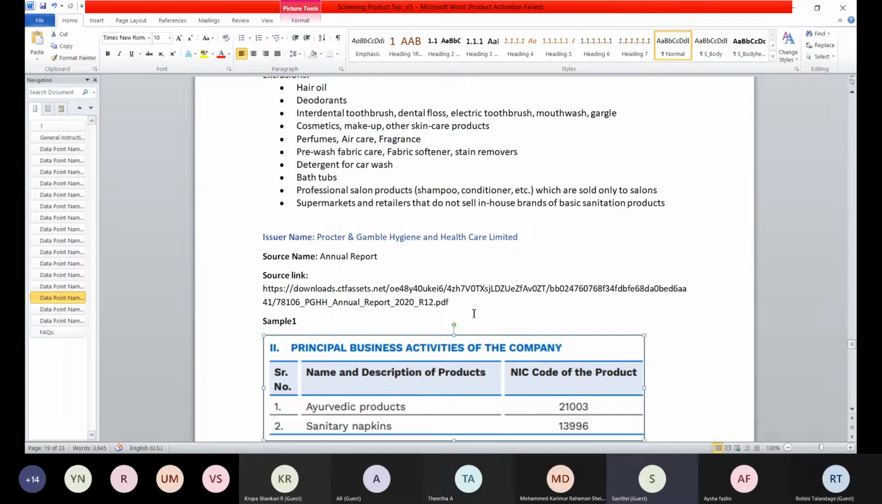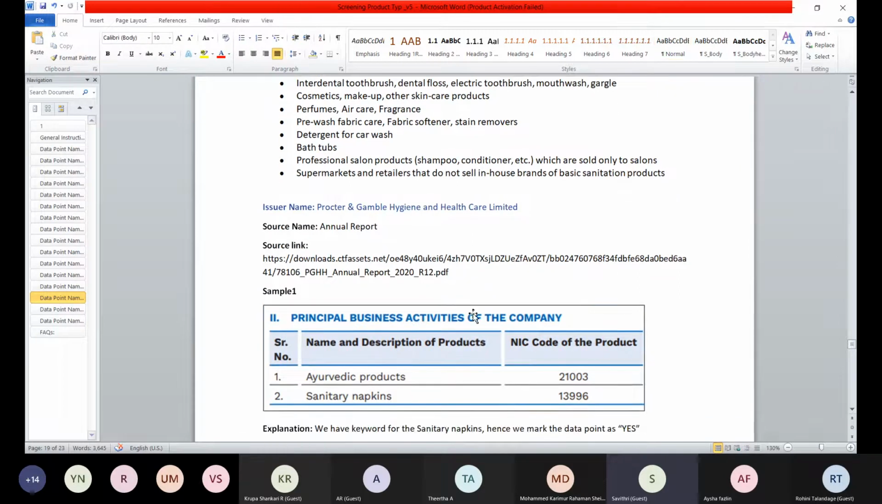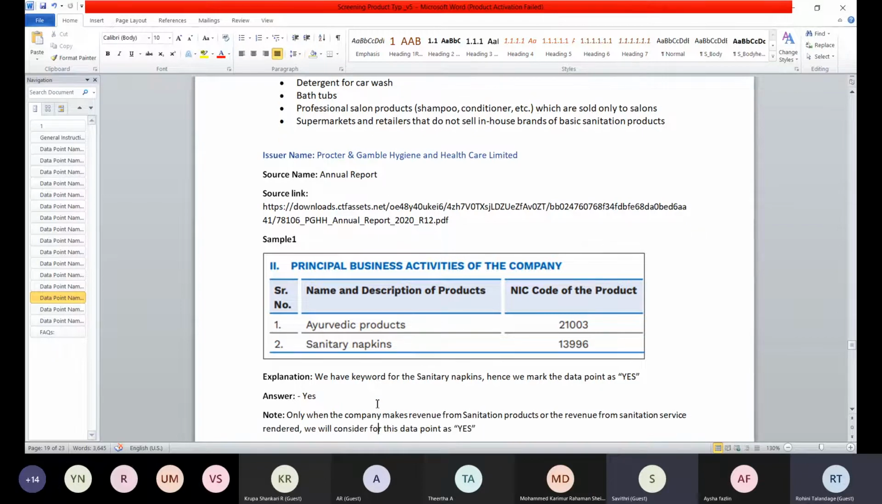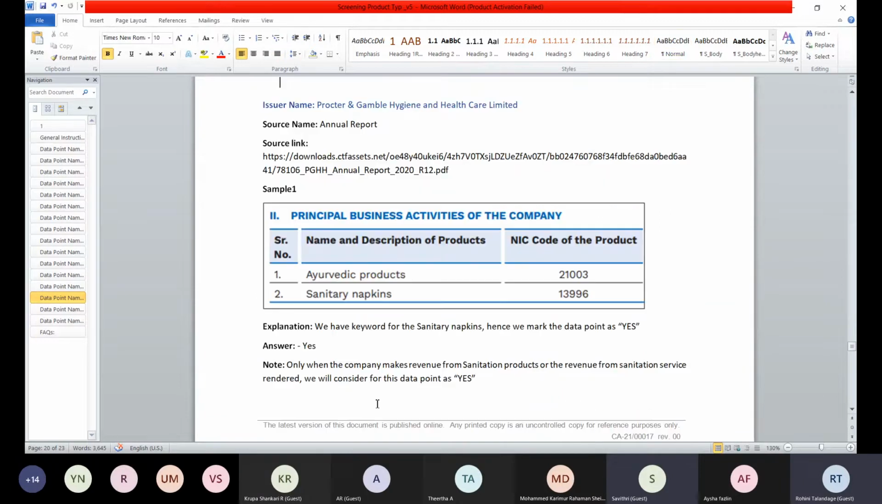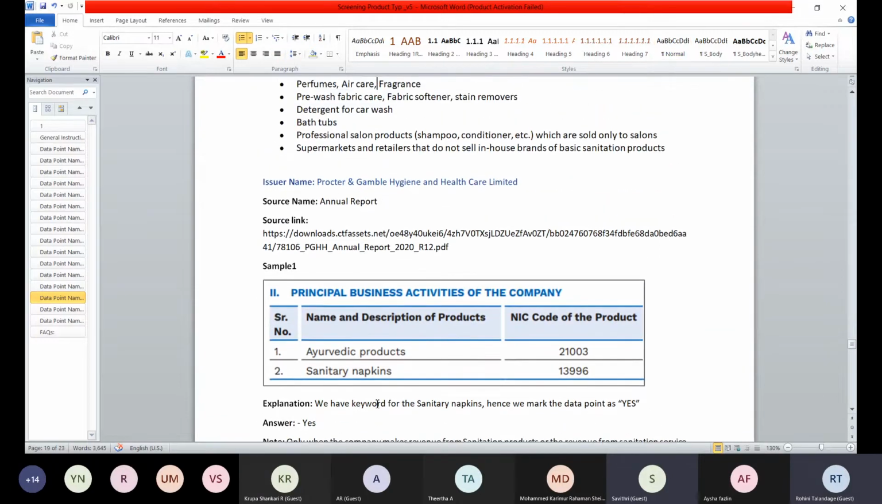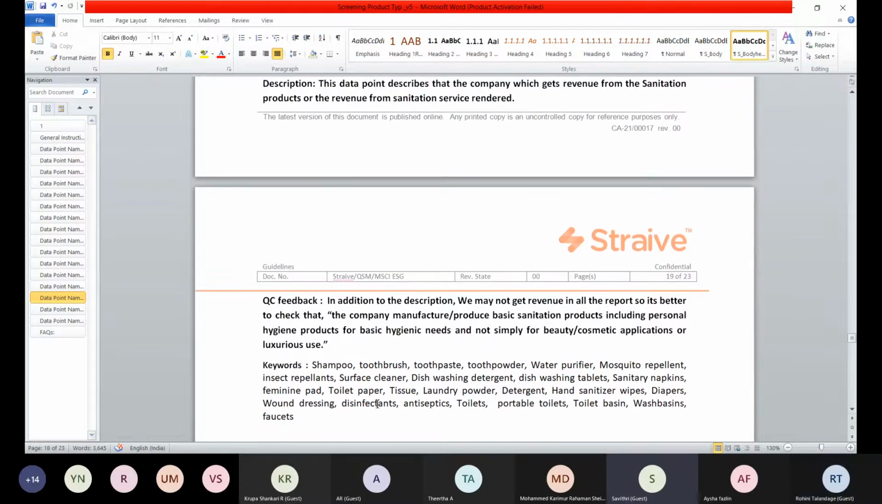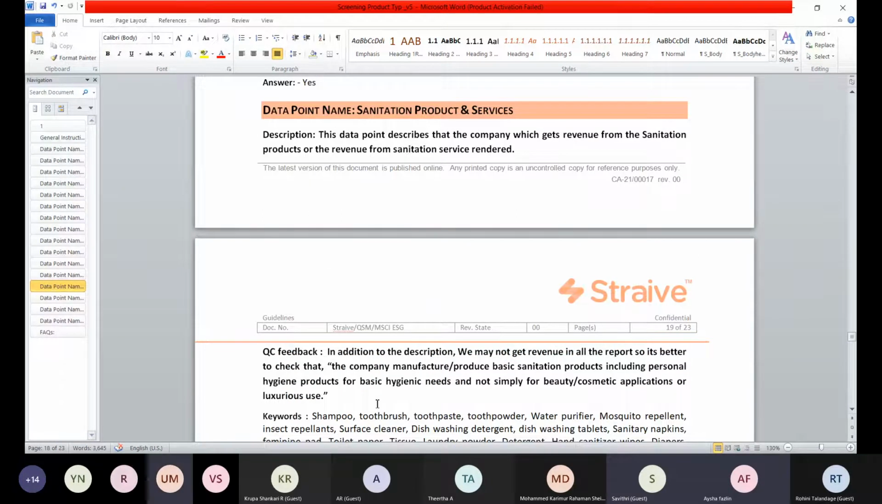Any doubt in this? Now here, in this snap you can see they are providing sanitary napkins. So this is related to sanitation products, right? So we have to mark it as yes. Any doubt in this? No, ma'am.